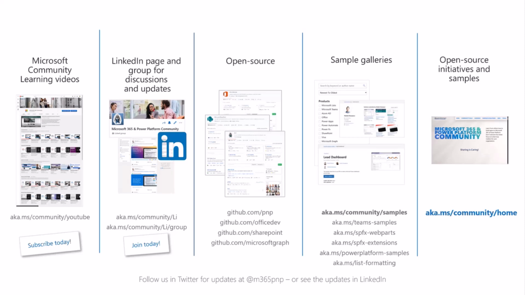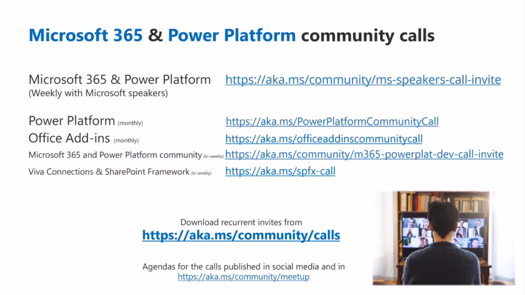If you're wondering about too many URLs to remember, I cannot help that. aka.ms/community/home is the one URL where you can find all of the different things and references. You can find the calendar, which is automatically up to date, with all of the recurrent invites and everything else. If you're watching this as a recording because you missed the daylight saving weirdness this week, had you downloaded the recurrent invite, it would have been correct in your calendar. So please do that.